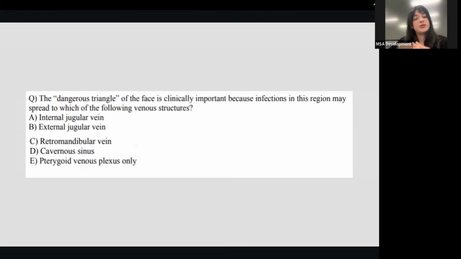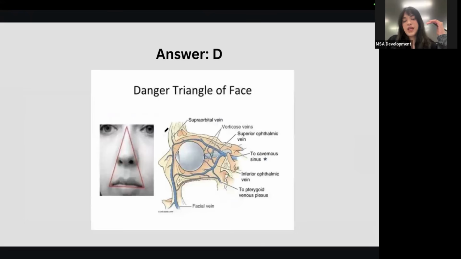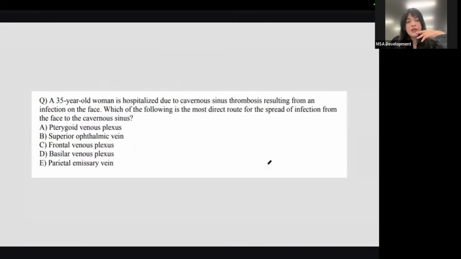Hopefully. No, not the last question. Never mind. The dangerous triangle of the face is clinically important because infections in this region may spread to which of the following venous structures? Okay, so internal jugular vein, external jugular vein, retromandibular, cavernous sinus, anterior venous plexus. What area do we want to avoid? Think about it. The answer is D, cavernous sinus. So we don't want the infection going to the cavernous sinus.